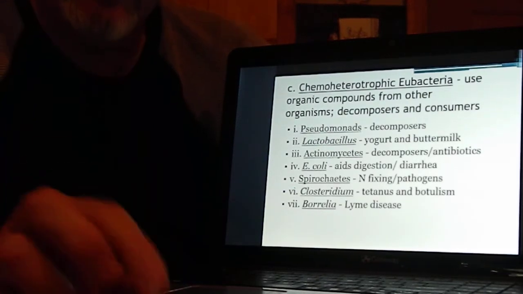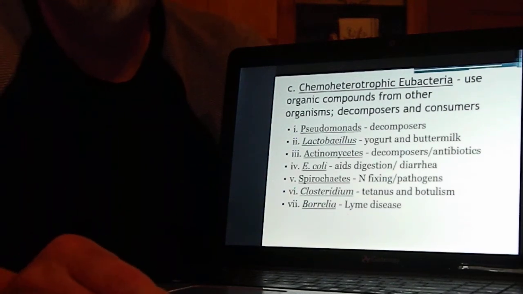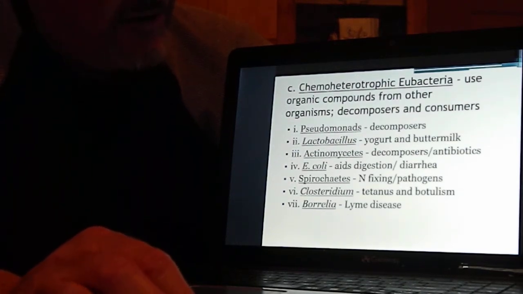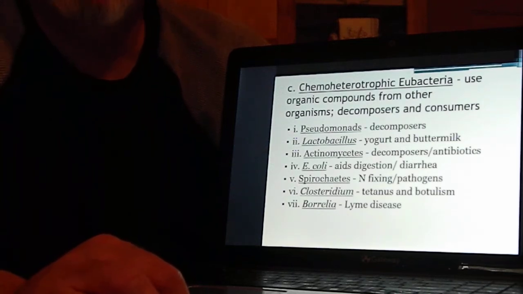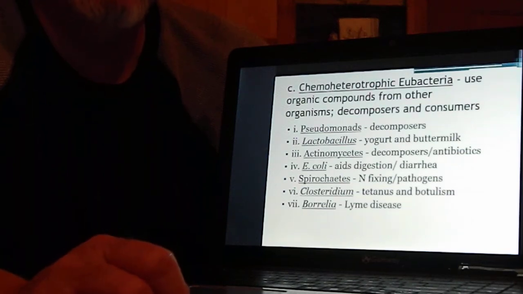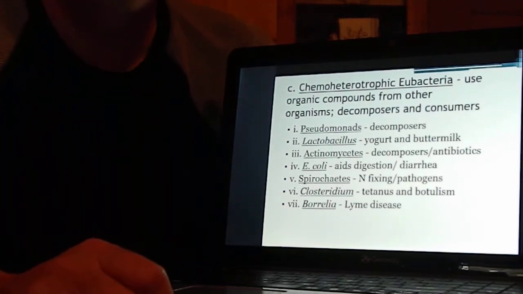Spirochetes are these corkscrew-shaped bacteria that in the soil can fix nitrogen, but some types of spirochetes are actually pathogens, which we'll talk about here in a second. Clostridium. Clostridium is the genus of a bacteria that lives in the soil. It is the causative agent, Clostridium tetani, of tetanus, and Clostridium botulinum, which is food poisoning, right?